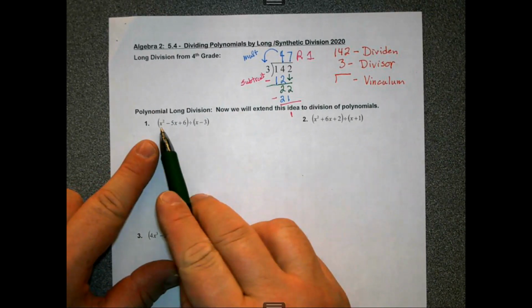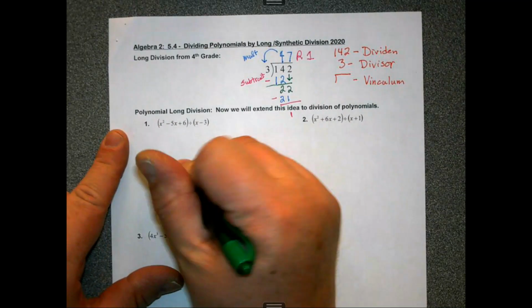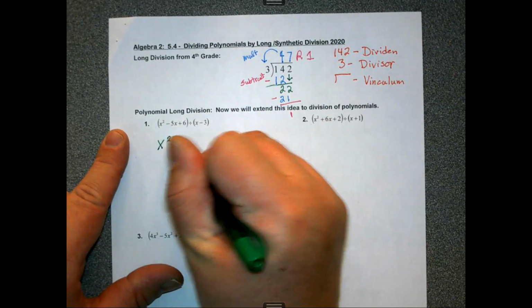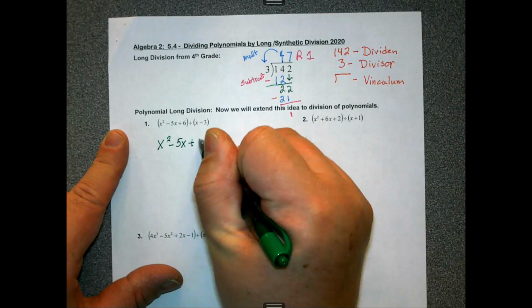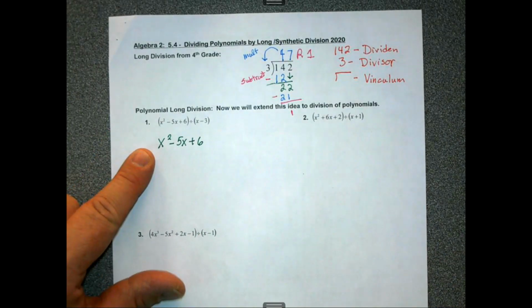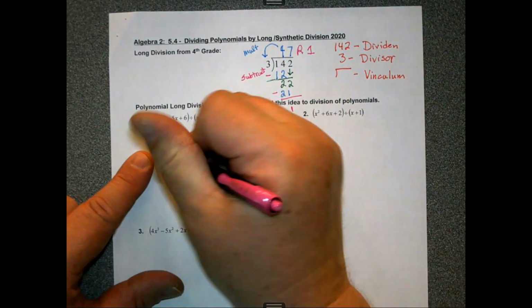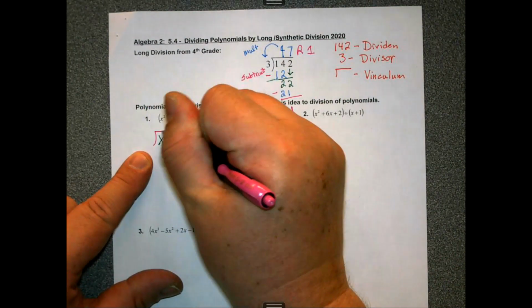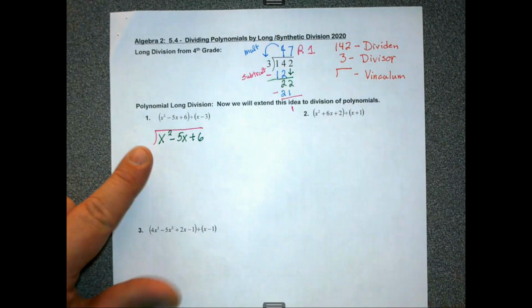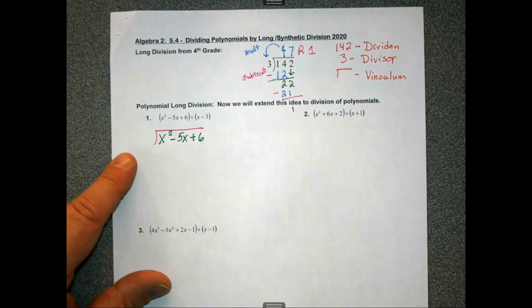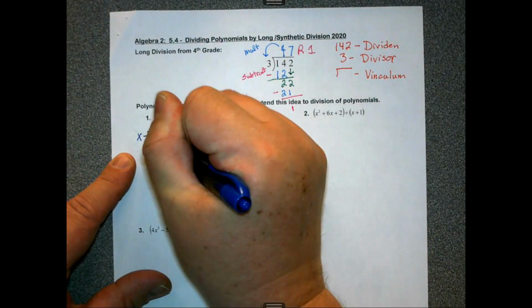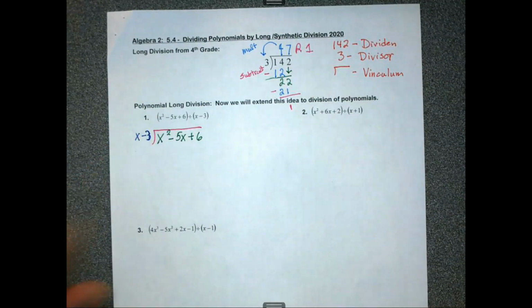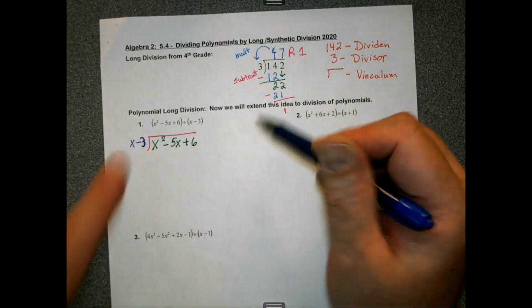I have the dividend x squared minus 5x plus 6 divided by, so I need my vinculum, divided by x minus 3, my divisor. Okay. So I'm doing the same thing here.